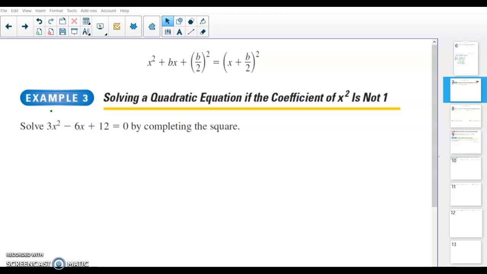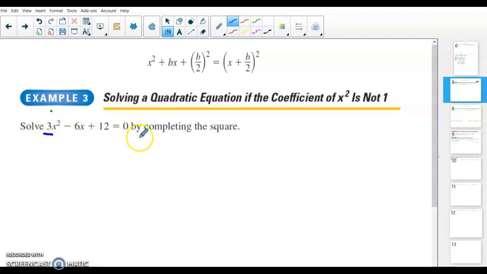All right, so this is the lesson on completing the square. It's 1B.7, and we're on to the second part. And the second part is how to solve a quadratic equation if the coefficient of x is not 1. So this time we're looking here, and this front number, you notice, is a 3.